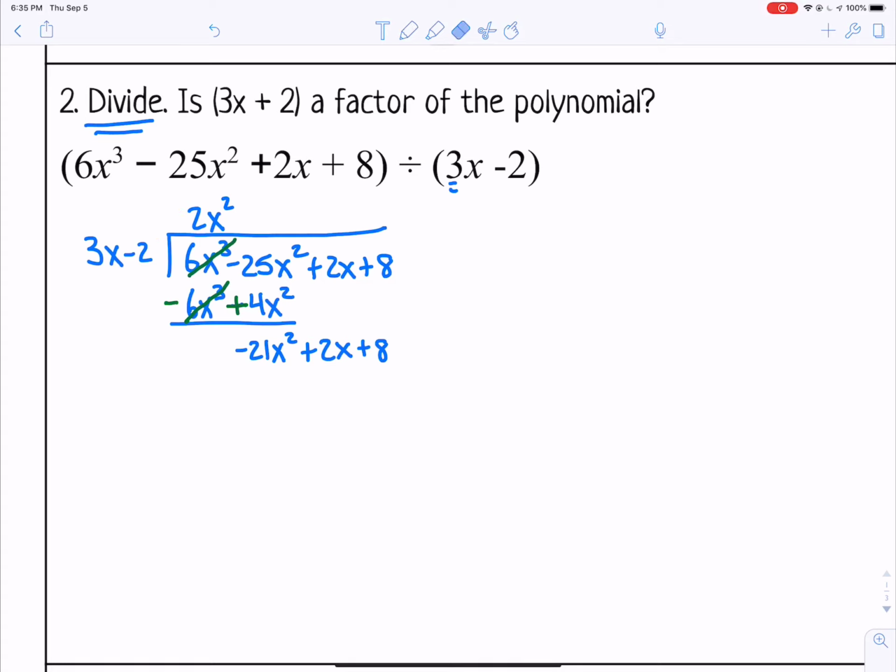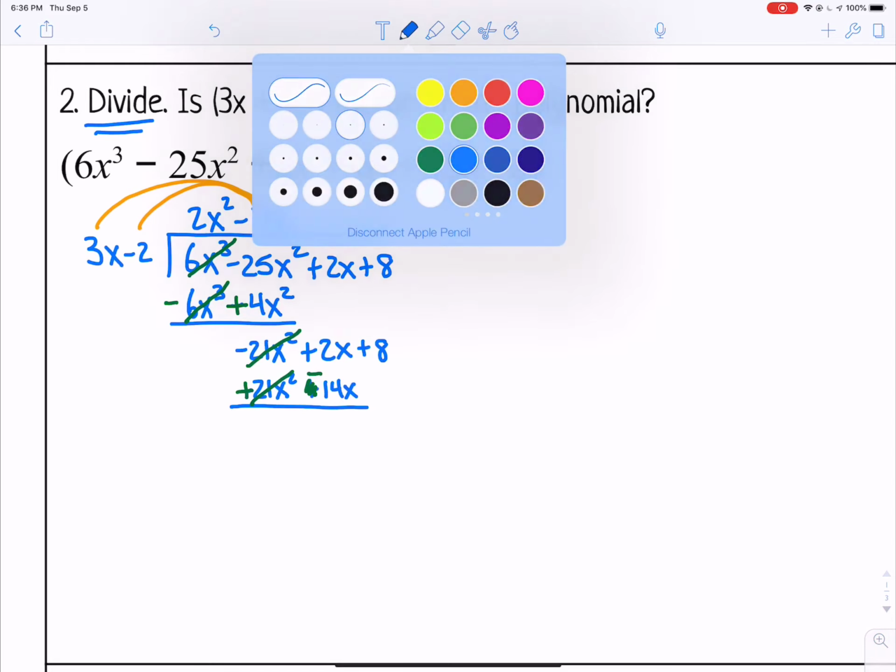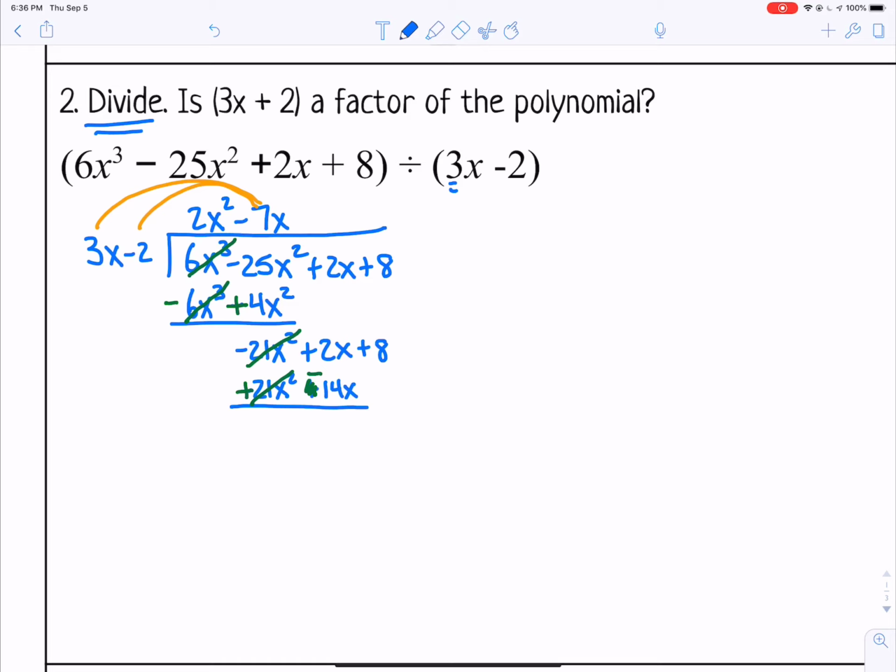So you want to think about, what could I multiply 3x by to get negative 21x squared? And that would be negative 7x. So I'm going to write it at the top. And then I'm going to multiply that by each term out front. So negative 7x times 3x would be negative 21x squared. And negative 7x times negative 2 would be 14x. Write them down and then change the sign. So I'm going to make that positive, make 14x become a negative. You're less likely to make a mistake with your signs if you do it that way. And then you're set up to bring down the correct terms that are left over. So you have 2x minus 14x is negative 12x plus 8.